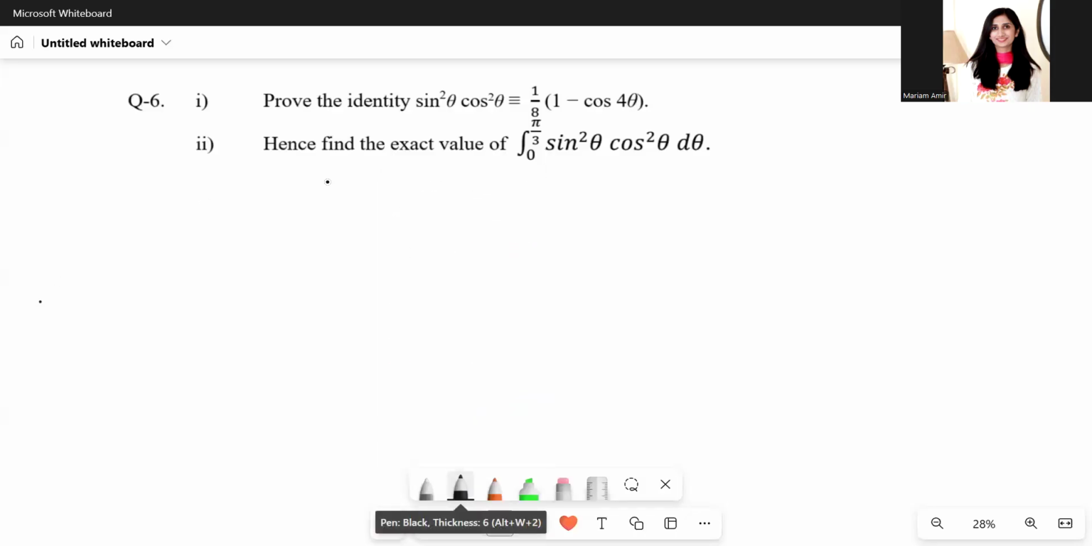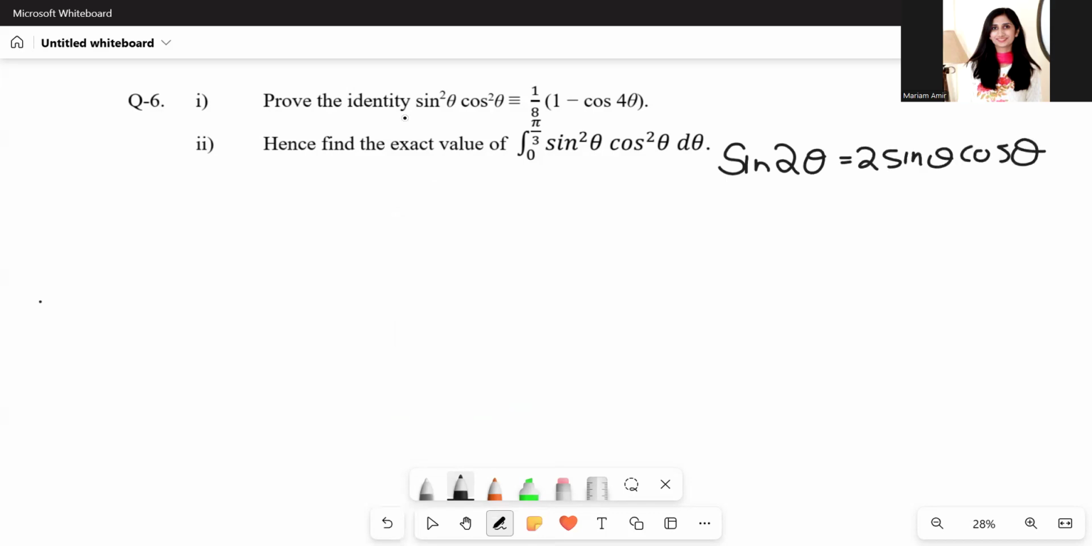Part 1. Prove this identity: sin²θ cos²θ should be identical to 1/8 (1 − cos 4θ). All right, we'll need a couple of supporting results from trigonometry here. sin 2θ is equal to 2 sin θ cos θ. We should know that.